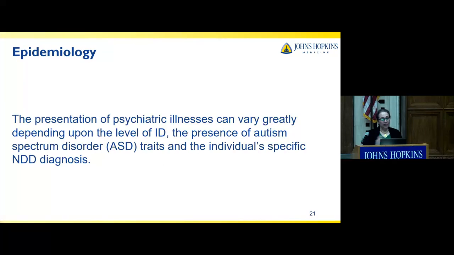Now, this gets trickier because the DSM-5 does not allow for adaptations for diagnosis in the context of an NDD. How do you differentiate behavior versus a mental health symptom? How do you know if somebody is manic or depressed or psychotic if they cannot tell you?